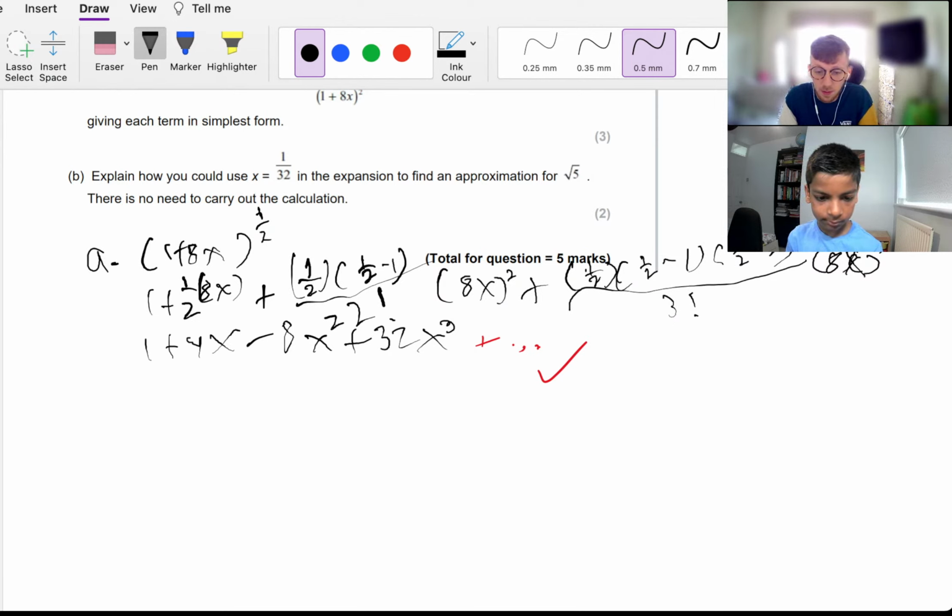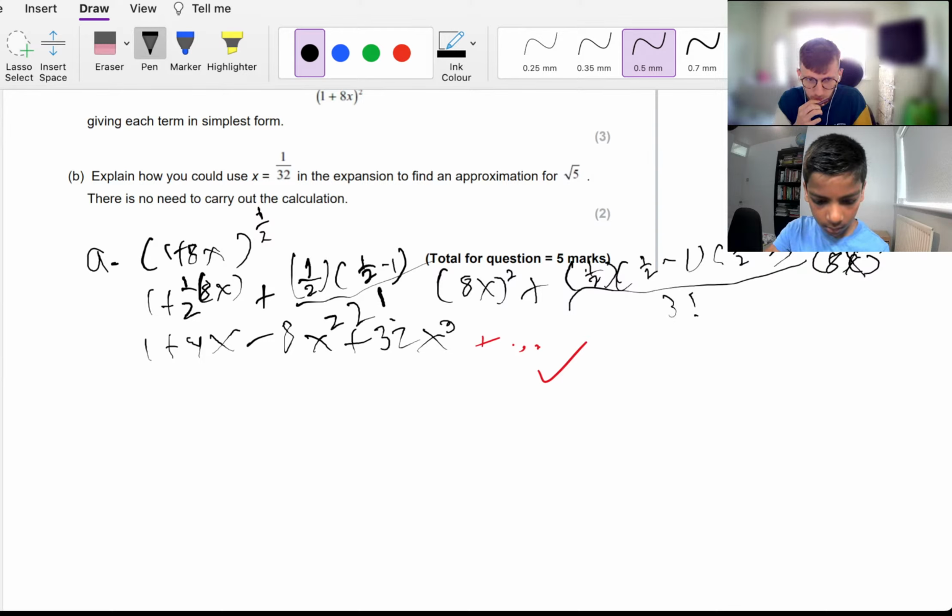So part B questions can be a little bit more interesting. It might get a bit harder, and they're not always as straightforward as you think, but this is quite an interesting one. Explain how you could use x = 1/32 in the expansion to find an approximation for root 5, which we don't need to carry out the calculation.